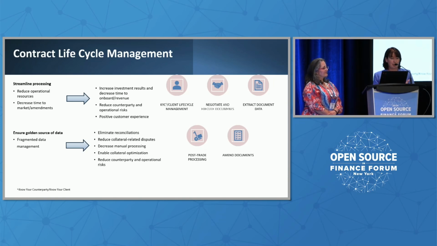empower that strategy. Now, in a contract lifecycle management strategy, you have your KYC and client lifecycle management components, then negotiating and executing documents, extracting document data, the post-trade processing, the margin calls, the collateral settlements, and then also amending documents.